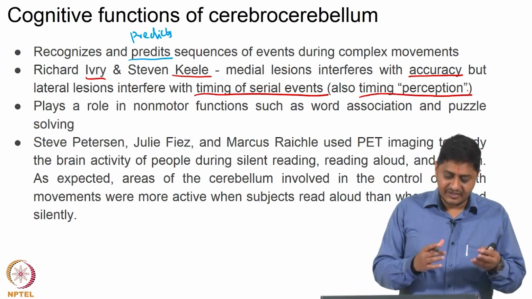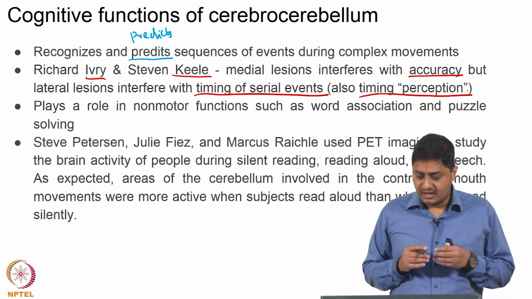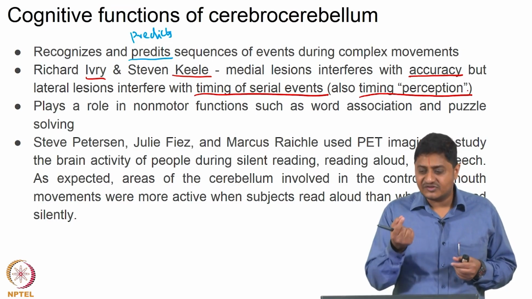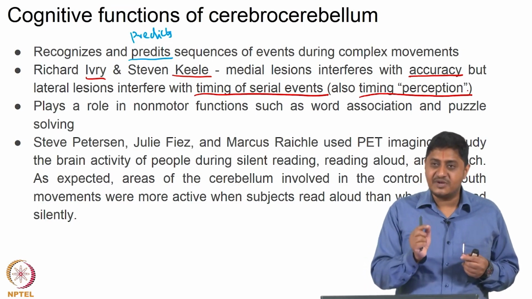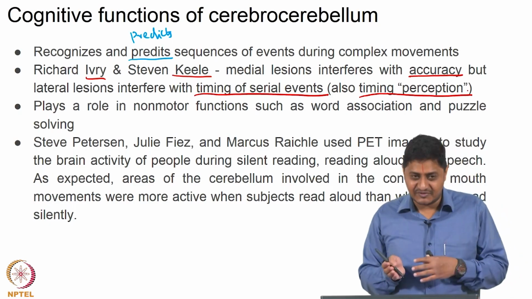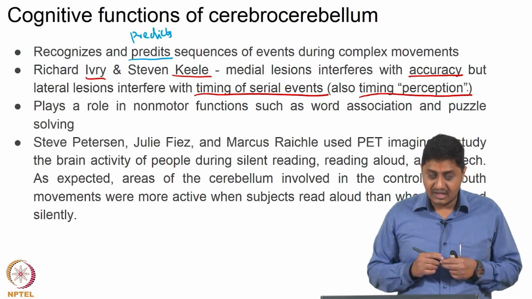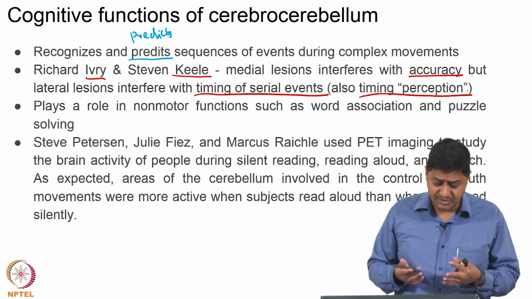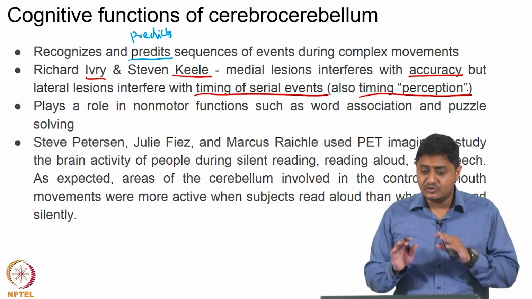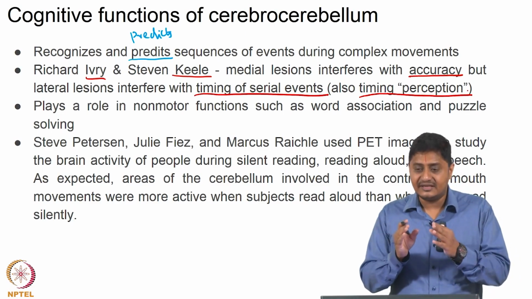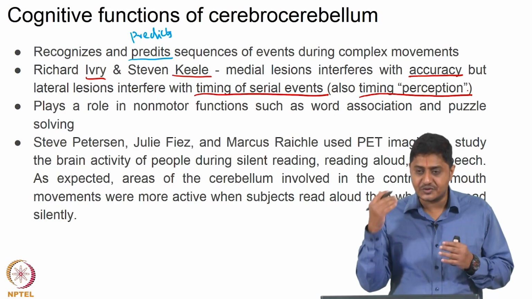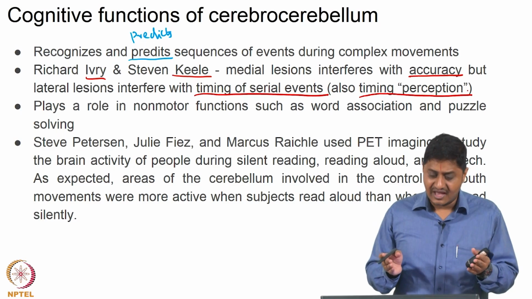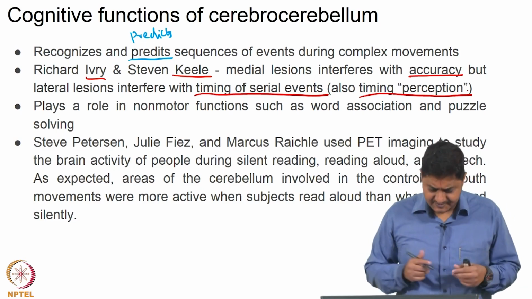For example, if you ask individuals to classify the timing of notes, whether a note that was played was longer than the previous one or shorter than the previous one, people who have lesions of the lateral cerebellum, or the cerebrocerebellum, have limited ability to distinguish the timing of notes. People with lesions cannot distinguish auditory notes as well as healthy age matched controls.